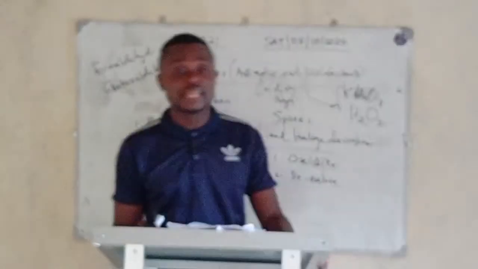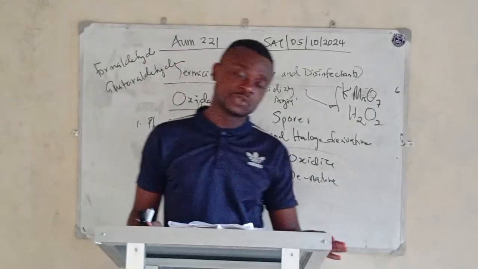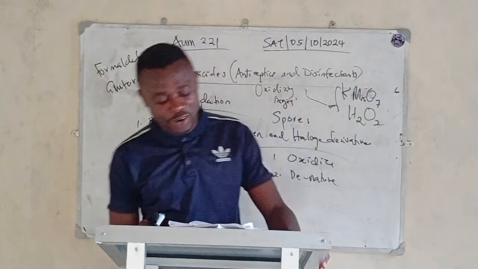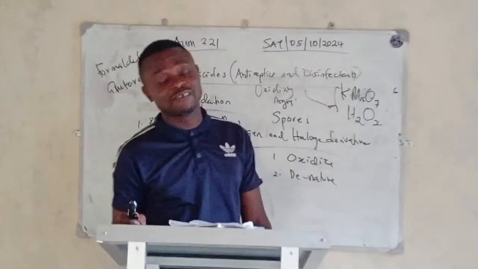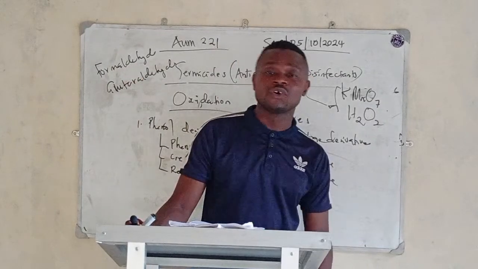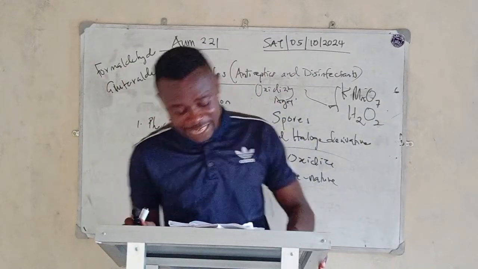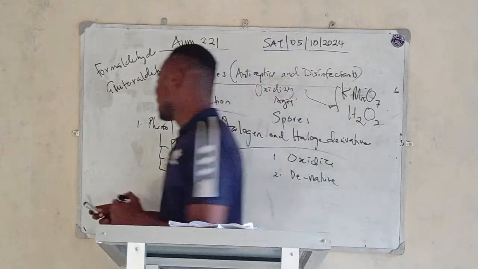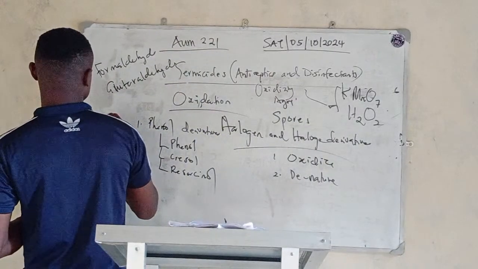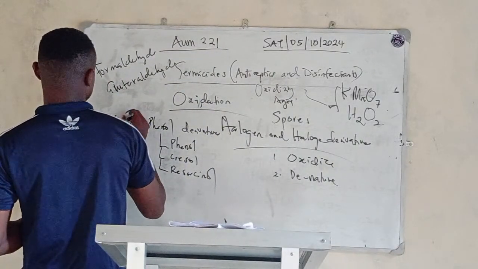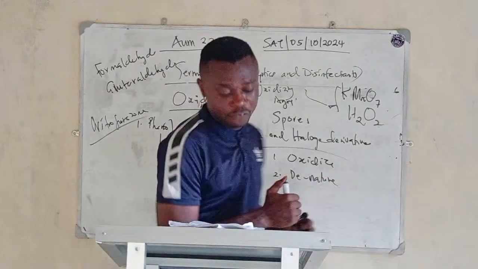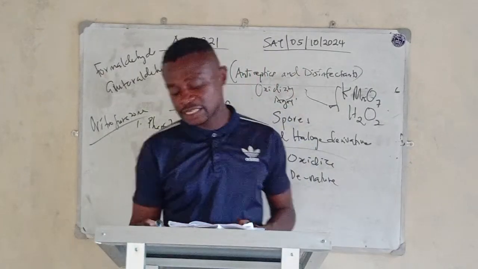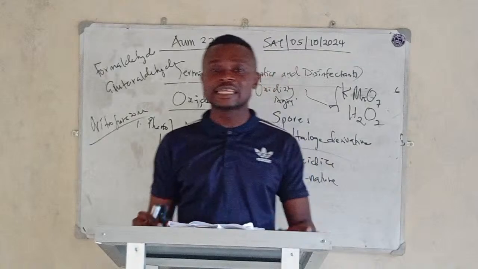Now, the last one I want us to look at is the furan derivatives. Under this, you start seeing things like nitrofurazone. These are the classes of antiseptics and disinfectants. So let's take them one after the other.